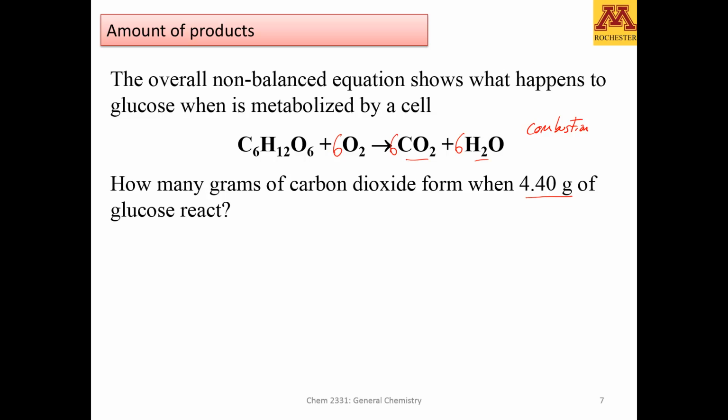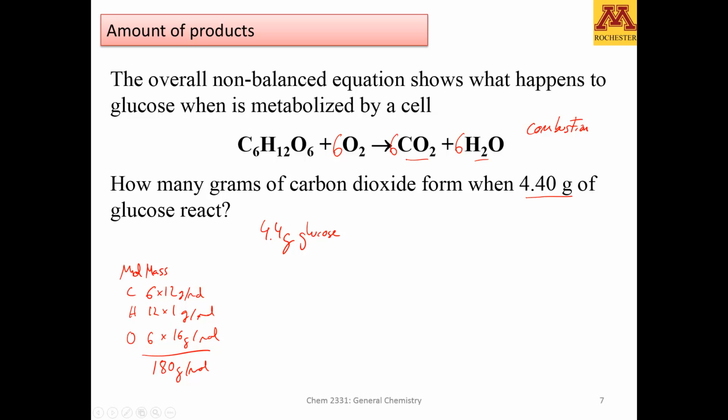Okay, so now let's solve this problem. We have 4.4 grams of glucose. The first thing to do is to calculate the molecular mass of glucose. How can we calculate it? It's 6 times 12 grams per mole for carbon. For hydrogen it's 12 times 1 gram per mole, and for oxygen it's 6 times 16 grams per mole. If I'm not mistaken, this is around 180 grams per mole.